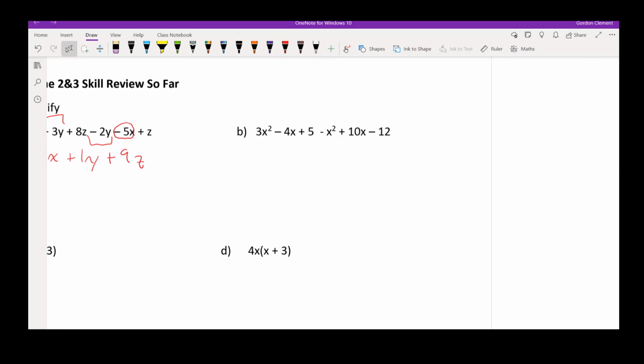For this one, x squared is a different size than x, so they're different numbers. X squared is a different number than x. I can't combine terms with x squareds and x's, but I can combine x squareds with other x squareds. So I have 3x squared minus 1x squared, so I get 2x squared. I have minus 4x, keep that negative in front, plus 10x, so we get positive 6x. And then we have 5, take away 12, that'll be negative 7.